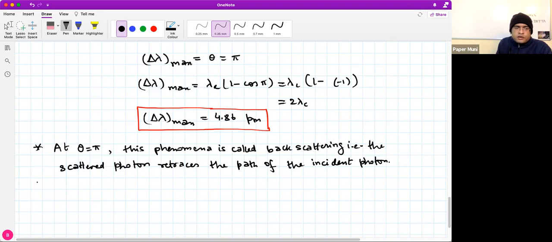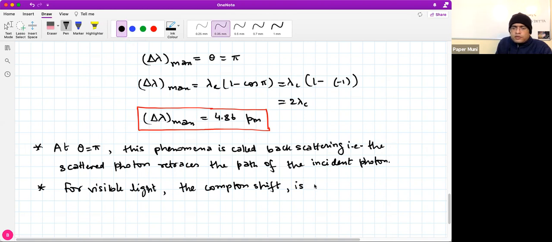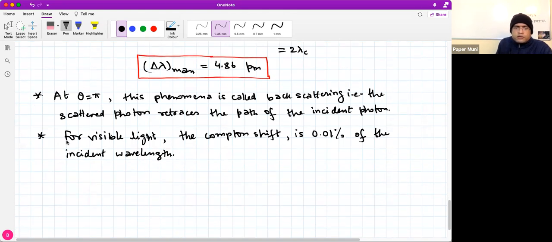We can also do this experiment for visible light, but the shift is very small compared to what we observe in the experiment using X-rays. For visible light, the Compton shift is around 0.01% of the incident wavelength. So the shift is very insignificant.